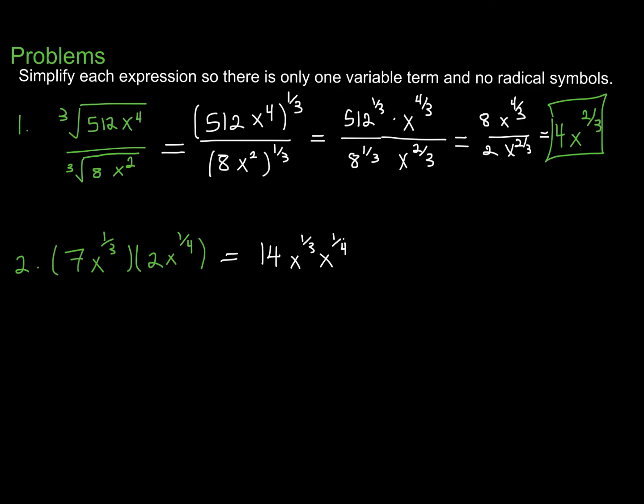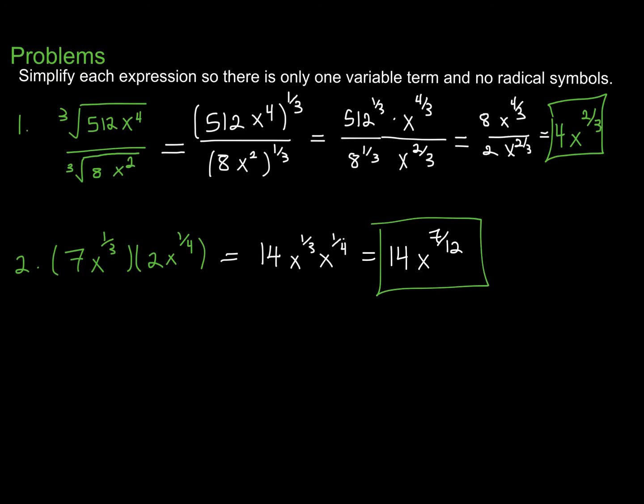And if you remember the property where if we have two expressions with exponents and the bases are the same, we simply add the two exponents together. And 1/3 plus 1/4, I need a common denominator of 12, and that's going to end up giving me 7/12. You can do that to confirm on your own. So it'll be 14x to the 7/12. That will be my final expression.